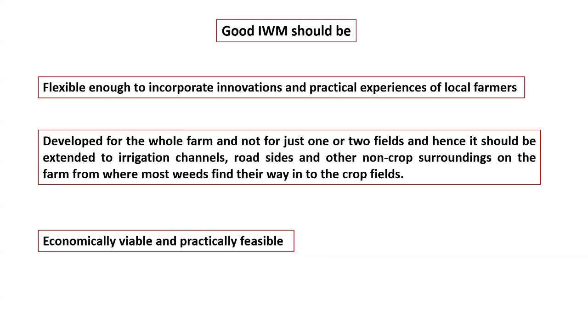And side by side, keep one thing in mind: on whichever farm we go for application of integrated weed management, the management should cover the whole farm, not be bound to only one or two fields. Because if the weed population is managed in one field, there will be chances of weeds coming in from the roadside, from the irrigation channels, or from other fields. So we are required to cover all the areas under this management procedure, and side by side it should be economically feasible and viable. These characters are required for a good integrated management of weed procedures. Next slide.